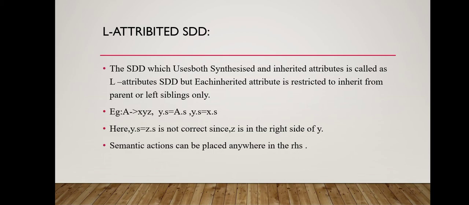Here Y.S = Z.S is also a semantic rule, but it is not acceptable because Z is on the right side of Y. Only the attributes which are on the left side of Y can be accepted in semantic rules. Here semantic actions can be placed anywhere in the RHS, the right hand side of the production rule.